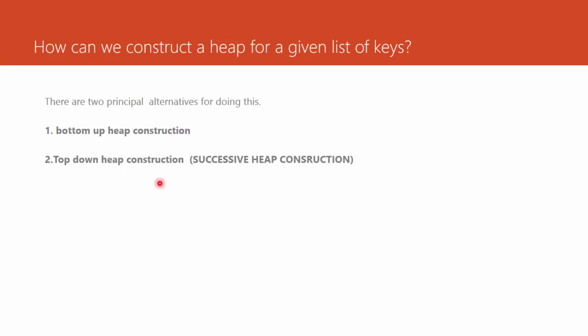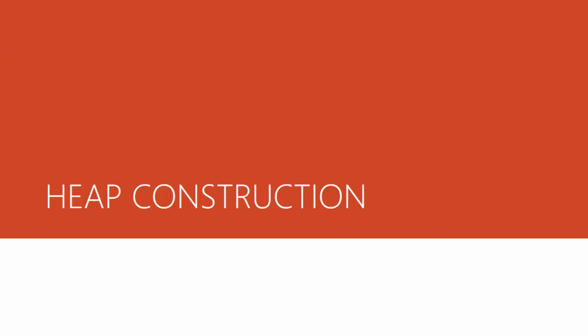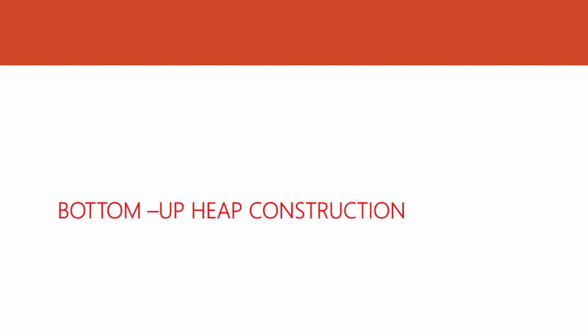Top down heap construction is also called successive heap construction, because we are going on attaching the keys successively to a heap. So that's about the basics of heaps and heap sort. In this video lecture, I am going to explain how to apply different ways of heap construction on a set of elements. The first technique you are going to learn is bottom up heap construction.